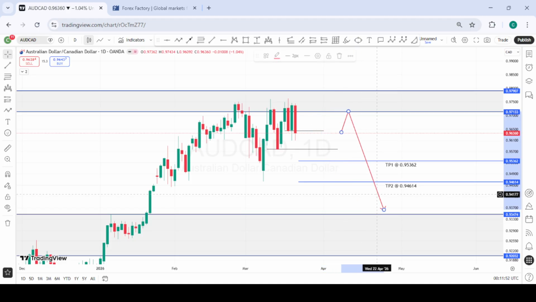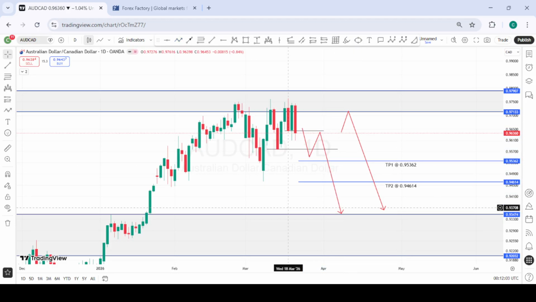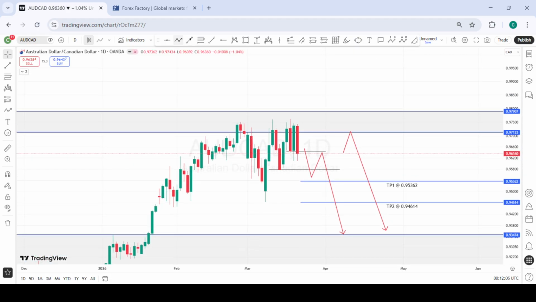The second alternative we also have is we can wait for a daily structure shift, a daily candle to close below this structure, we come for a lower high formation, then we look for selling opportunities to the downside. So we are very bearish on AUDCAD for the coming week. Should price break above this zone, then we know that we are going bullish.